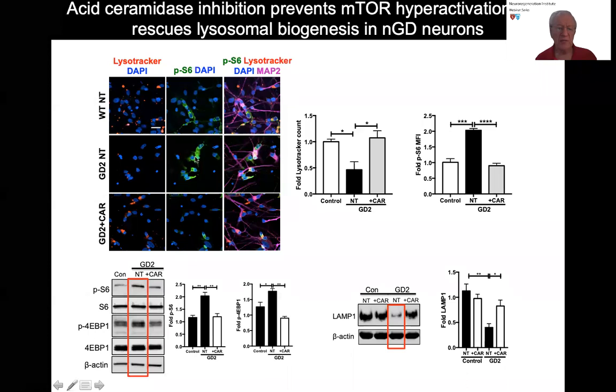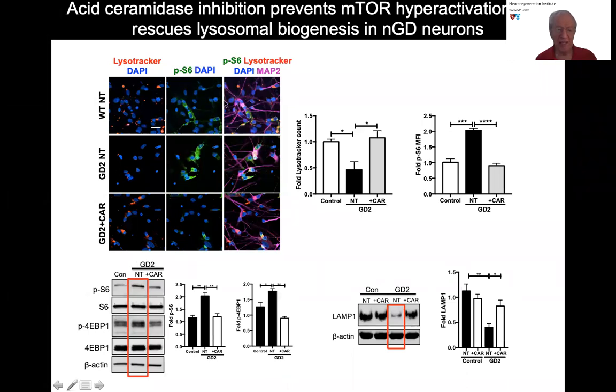So this is image analysis and also Western blot analysis showing what happens when we give carmofur to differentiated cortical neurons. So in wild-type cells, we have a certain amount of constitutive phosphorylation of the substrate of mTOR, PS6, but it is elevated. This is the green fluorescence here in GD2. But when we give carmofur, then this inhibitor brings down the activity of mTOR.